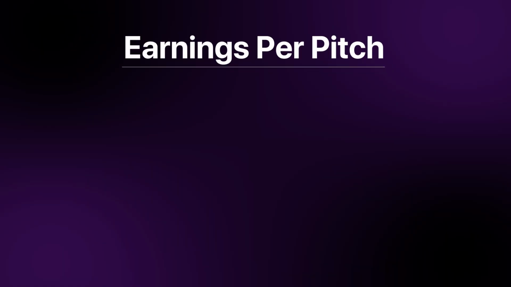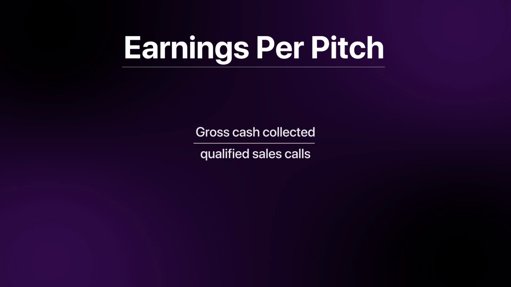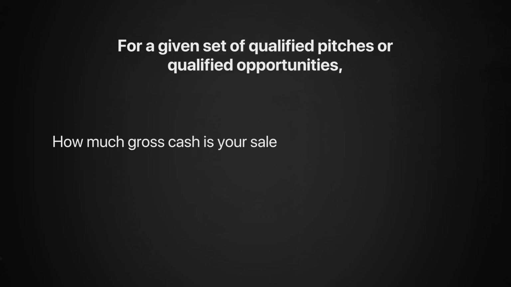So let's talk about something even better, which is earnings per pitch. Now, this takes refunds and chargebacks out of the equation and just tells you gross cash collected divided by qualified sales calls in a given time period. Again, it could be month to date, rolling 4 weeks, rolling 90 days, quarterly. So what this tells you is for a given set of qualified pitches, of qualified opportunities, how much gross cash is your salesperson collecting up front.